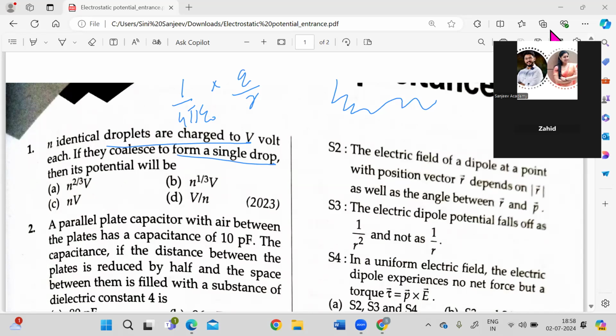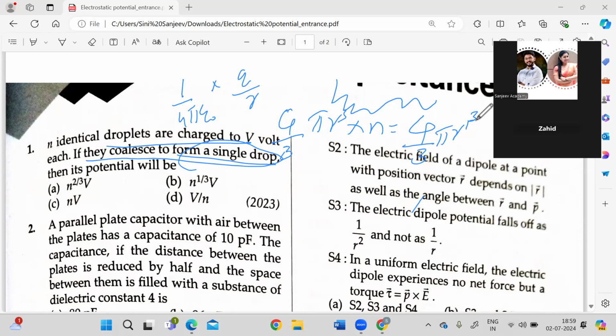In the sense, we know that the volume of a sphere is 4 by 3 pi r cube. Correct? 4 by 3 pi r cube. And how many droplets are there? N droplets are there. And they are forming a single drop, so a single big radius. So 4 by 3 pi r dash cube, or r1 cube. Which one you feel like?